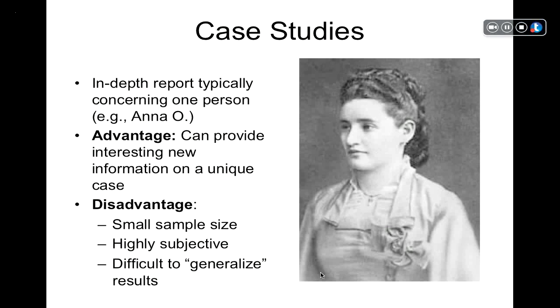So a case study is an in-depth report, typically concerning one person. In this case, it was Bertha Pappenheim. The advantage is that we can find interesting new things on unique cases, and often doctors will get together and publish case studies. Disadvantage is the small sample size, so if we're focusing on one person, that's essentially an N of 1, as they say in statistics. We have one person, which is often highly subjective, so it's me interacting with this individual, forming my own subjective impressions. And then the last is that it's difficult to generalize the results based on an N of 1. So typically the solution is, if I find an interesting case, a single case, then I want to go out, possibly publish my case study, and then see if anybody else reports similar patients and clients and so forth, and then who knows, maybe you'd be on to something. Or you could include more people in a second study.